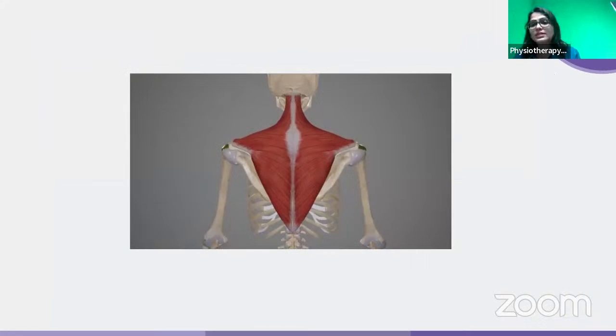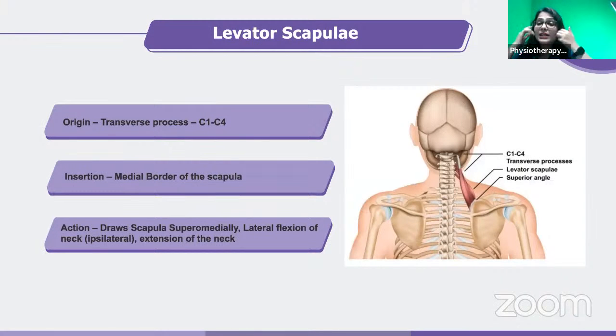Hope you guys understood. Done with the trapezius? So this is how your trapezius looks. Now, levator scapulae. As I told you, the trapezius started from C7, right? What happens to the upper cervical region? So C1 to C4 will take the origin of the levator scapulae and it gets inserted into the medial border of the scapula.